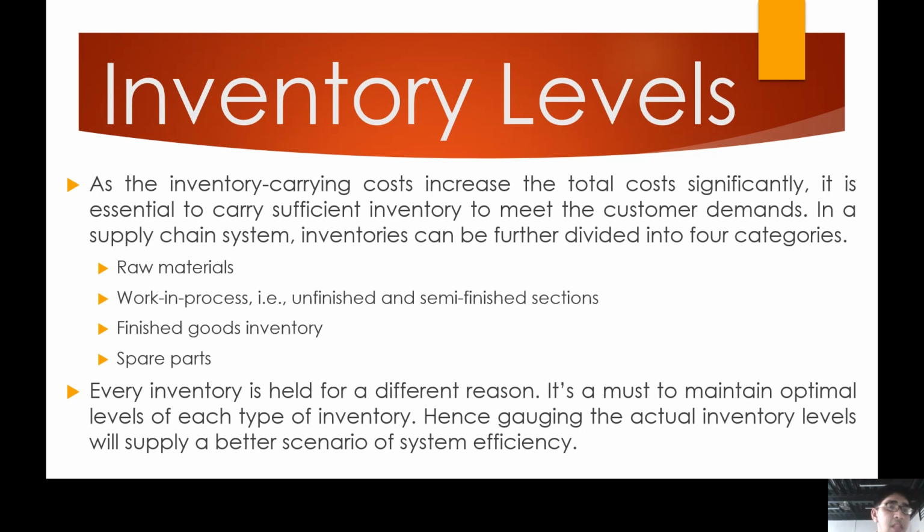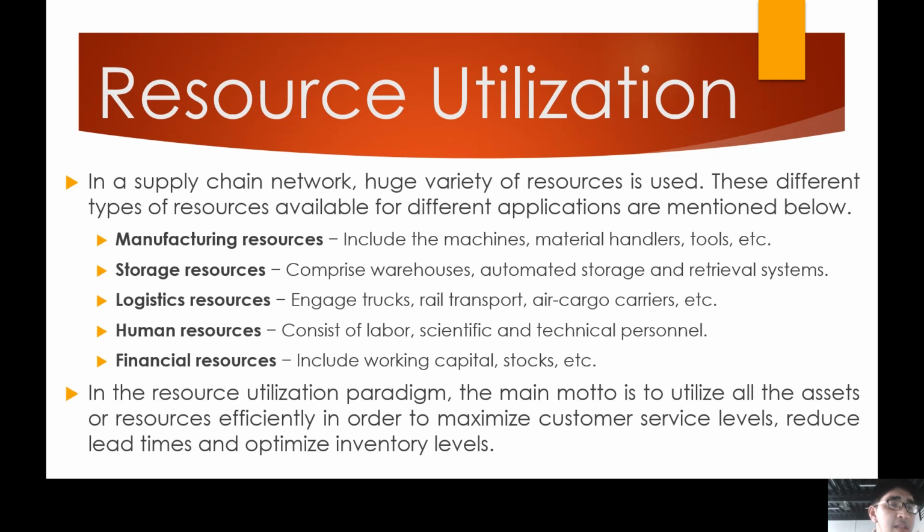Okay? We have the resource utilization. In a supply chain network, huge variety of resources is used. These different types of resources available for different applications are mentioned below. We have the manufacturing resources, storage resources, logistics resources, human resources, and financial resources. So in the resource utilization paradigm, the main motto is to utilize all the assets or resources efficiently in order to maximize customer service levels, reduce lead times, and optimize inventory levels.